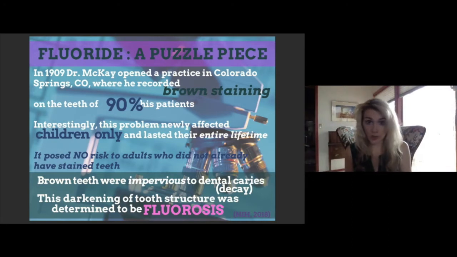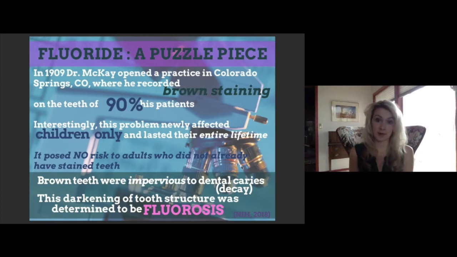It posed no risk to adults who didn't already have this problem or stained brown teeth. Another thing that he noticed was these brown teeth were actually impervious to dental caries or decay. They couldn't get it. So interestingly, later, this darkening of tooth structure was termed something called fluorosis.